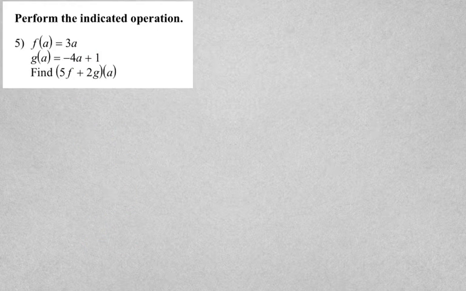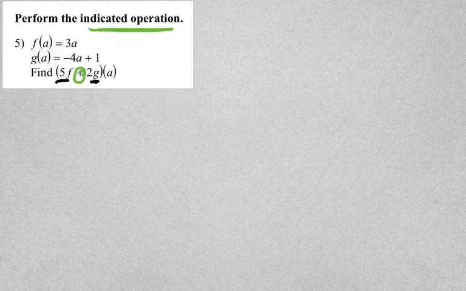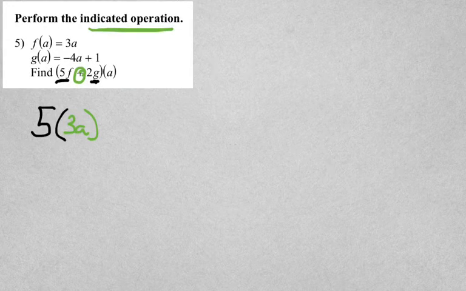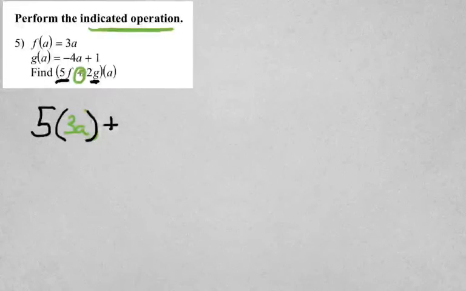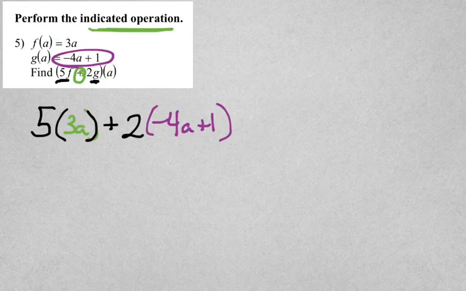This next little bit, we're doing the operation. So whatever the indicated operation is. In this case, there's a couple of them. We have the addition in the middle, and we have the two multiplication issues. So we do 5 times your f function, which is 3a, plus 2 times my g function, which in this case is negative 4a plus 1.